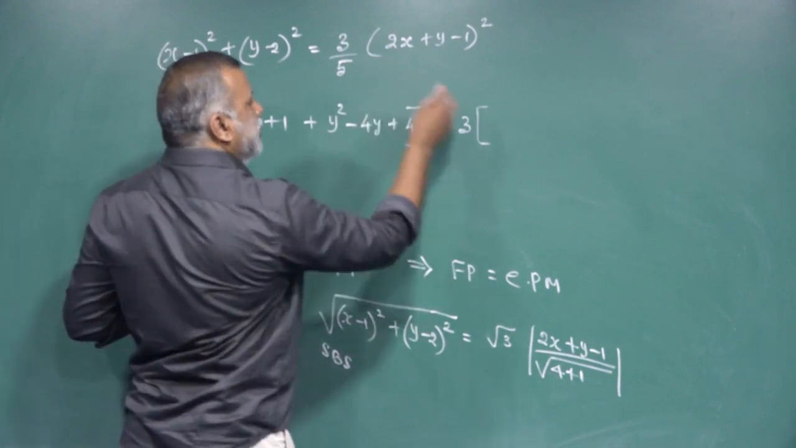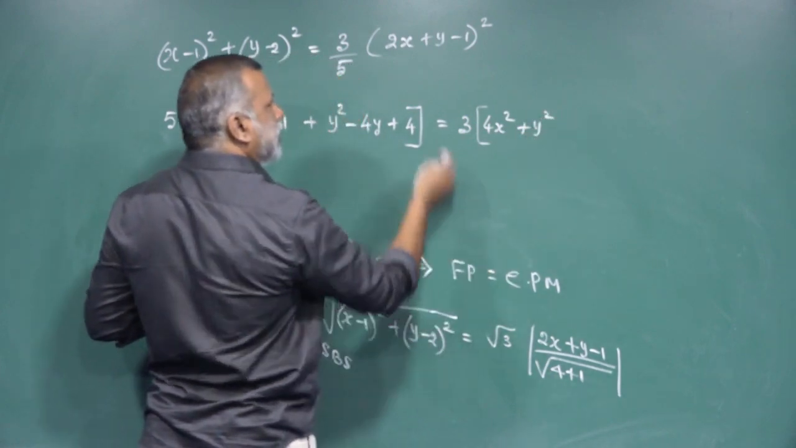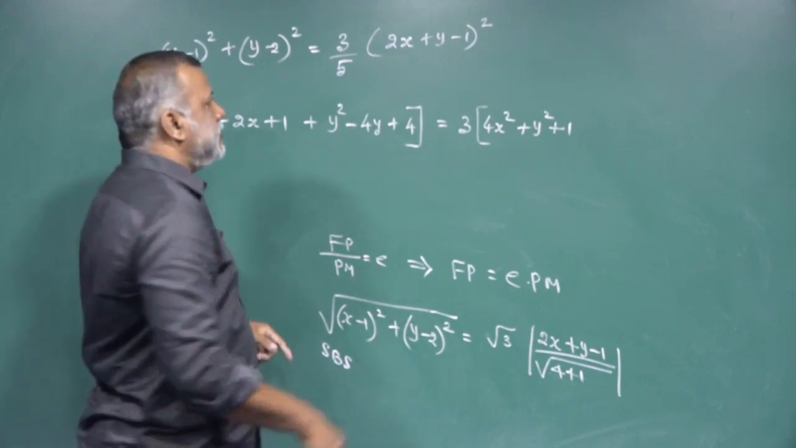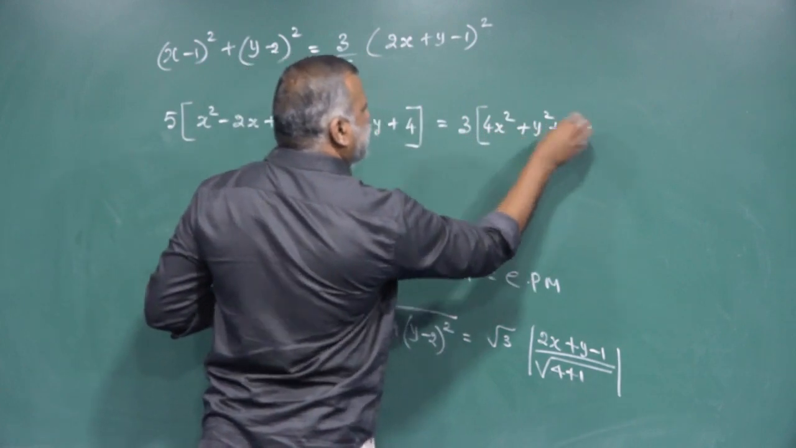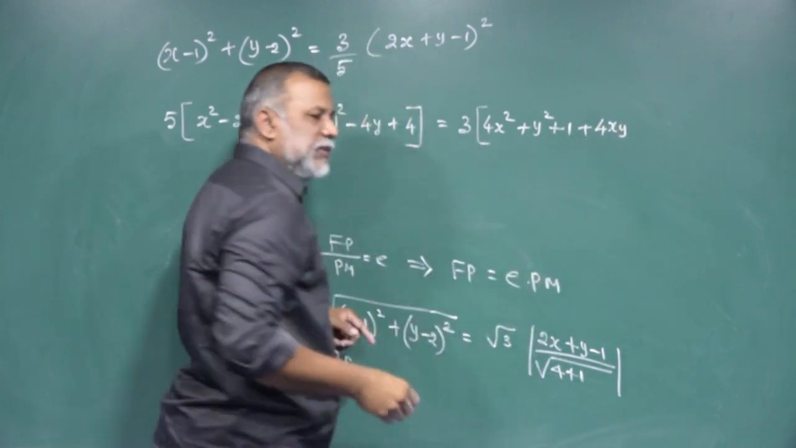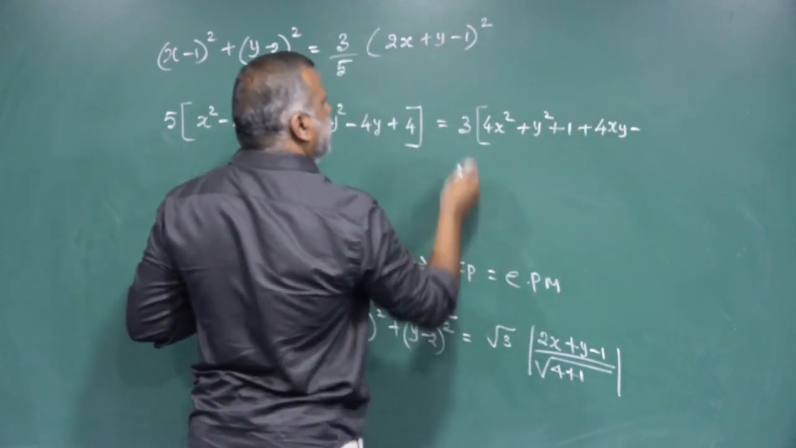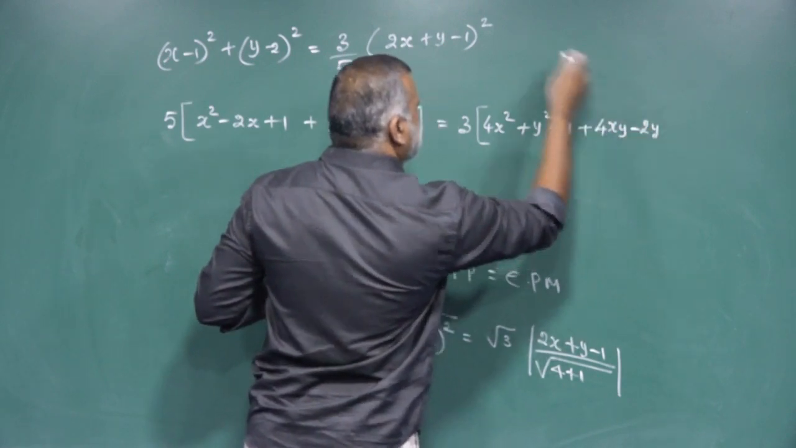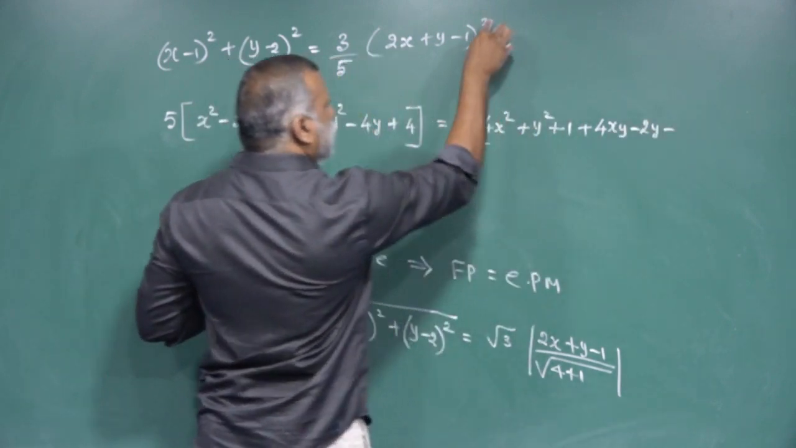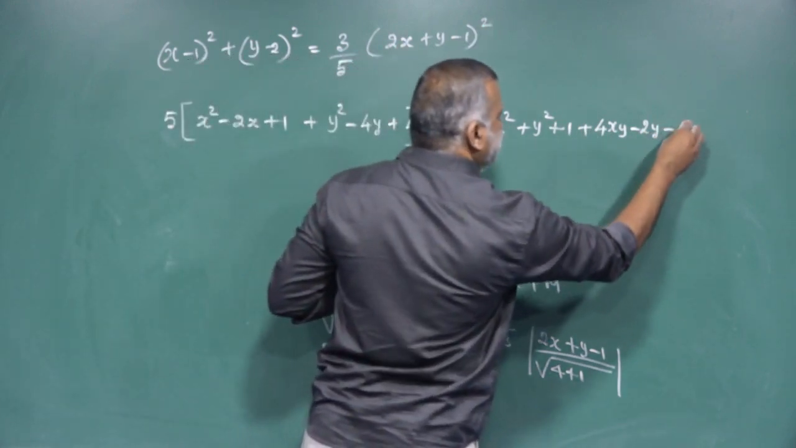So expand. a square means 4x squared, b square means y squared, c square means 1. So a square plus b square plus c square. Then 2ab: here both positive, 2 into 2, 4xy. Then 2bc: c is negative, so it will be negative, 2y with a negative, so minus 2y. Then again 2ca: c is already negative, so negative, 2 into 2, we get 4x.